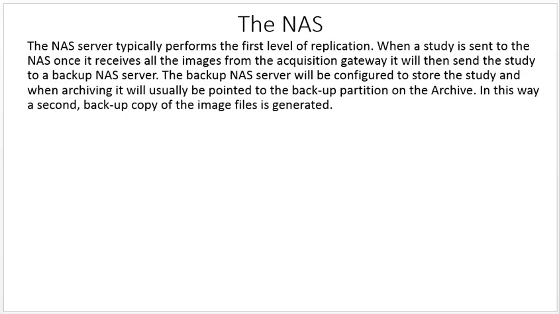The NAS server typically performs the first level of replication. When a study is sent to the NAS, once it receives all the images from the acquisition gateway, it will then send the study to a backup NAS server. The backup NAS server will be configured to store the study, and when archiving it, will usually be pointed to the backup partition on the archive. In this way, a second backup copy of the image file is generated.